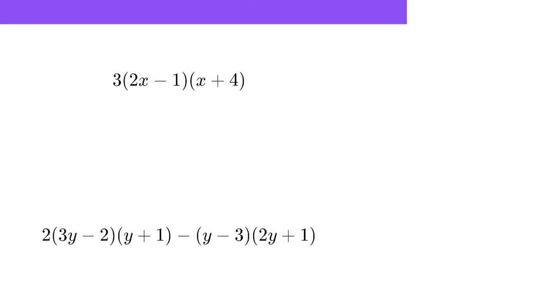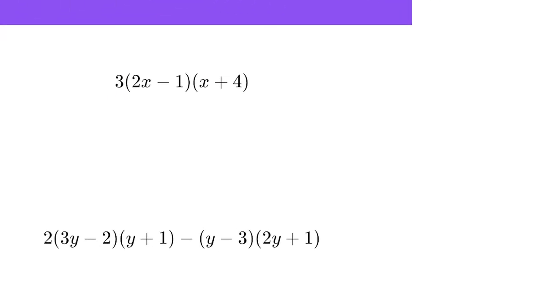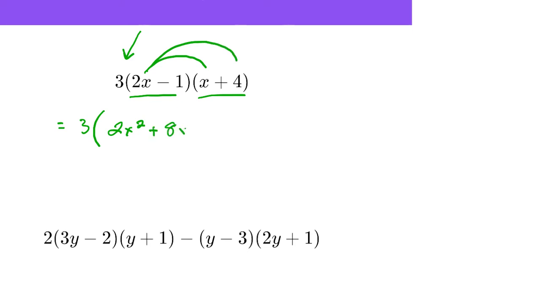In the third example, we're still doing a binomial expansion, one bracket times the other, but we have a 3 in front. And you can do this one of many ways. What I prefer to do is leave the 3 alone and deal with the binomial expansion first. So just like the other ones, take the first term and distribute. So 2x times x is 2x squared. 2x times 4 is 8x.